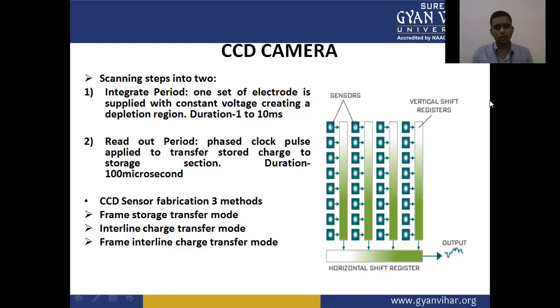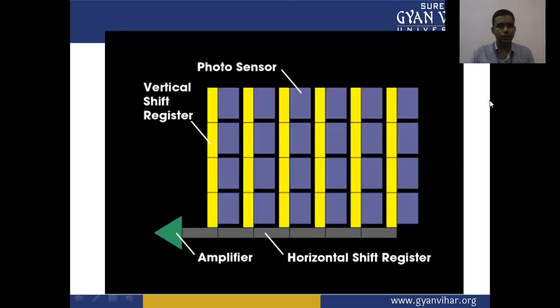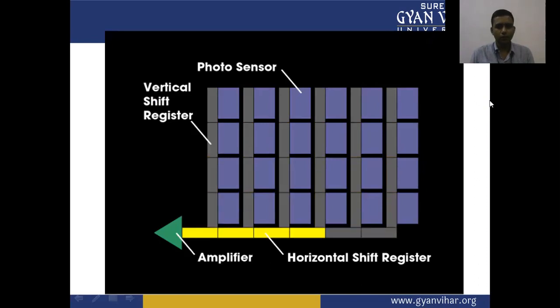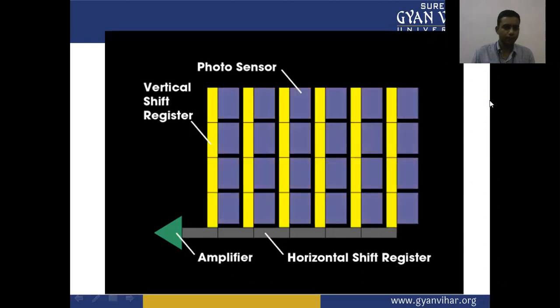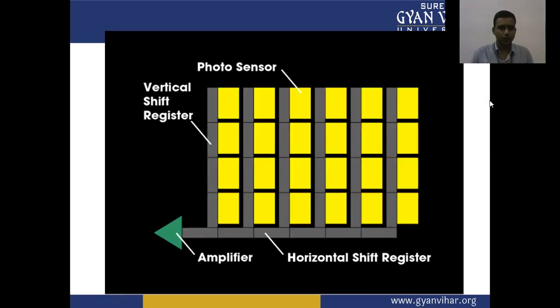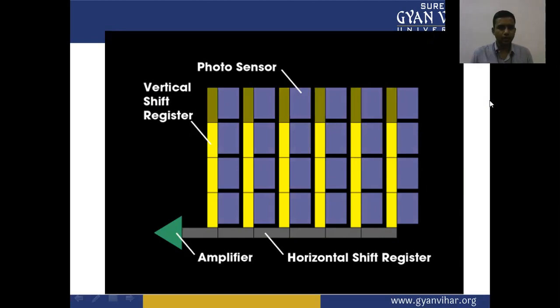So here the sensor senses the image and converts it, and the output of the camera is given by this image. So these are the photo sensors, vertical shift registers, and we have the horizontal shift registers and the amplifiers. The photo sensor senses the image, and the image is given to the vertical shift registers. Correspondingly, we have a horizontal shift register and amplifier.